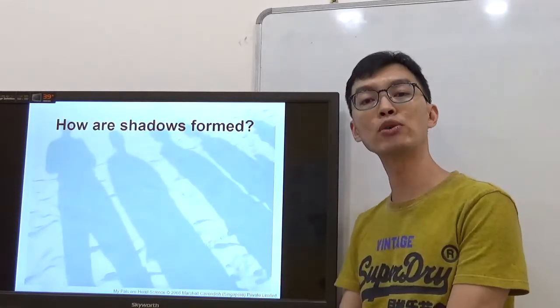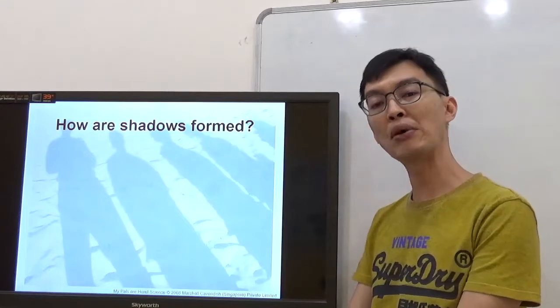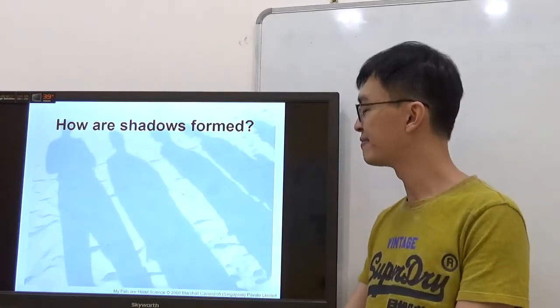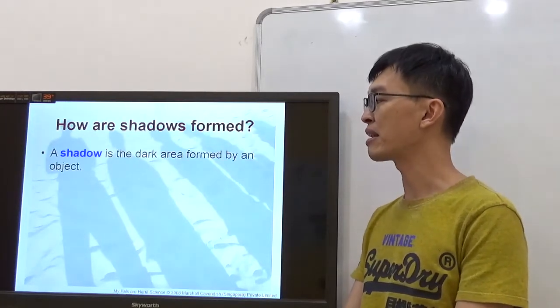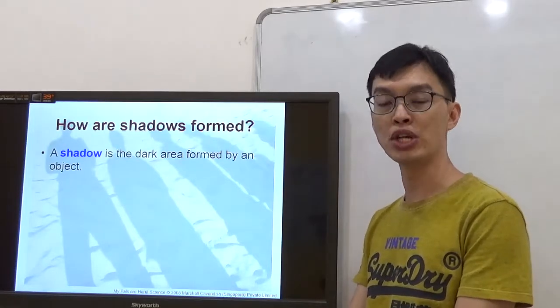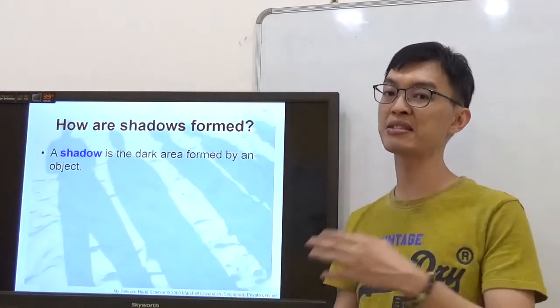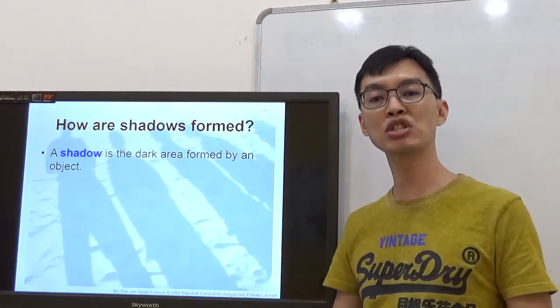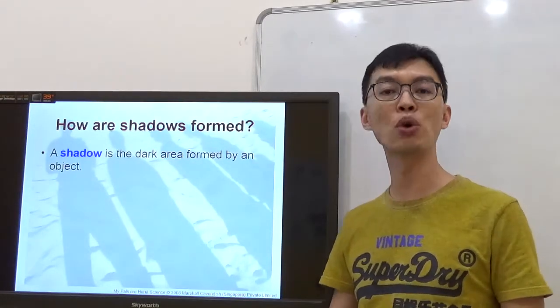Now let's talk about shadows. This will be our third video, okay? A shadow is the dark area formed by an object. Now we all have a shadow when we stand under the hot sun. Sometimes the shadow can be long, sometimes the shadow will be short.